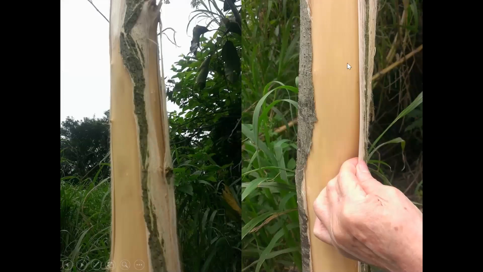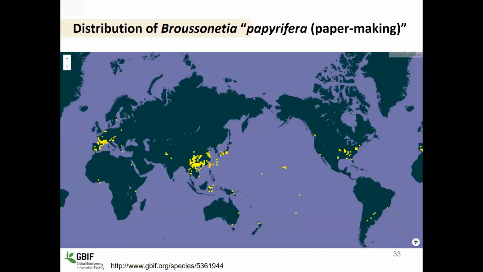You can see this if you try to break this tree's bark. You can see this white part. This white part is what we call the inner bark, and this inner bark has one of the longest fibers of any tree species, and this long fiber was one of the major sources to make paper.